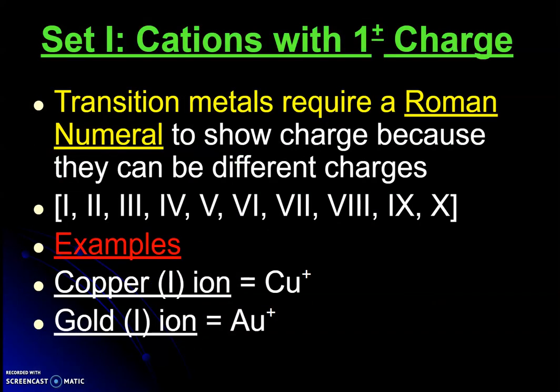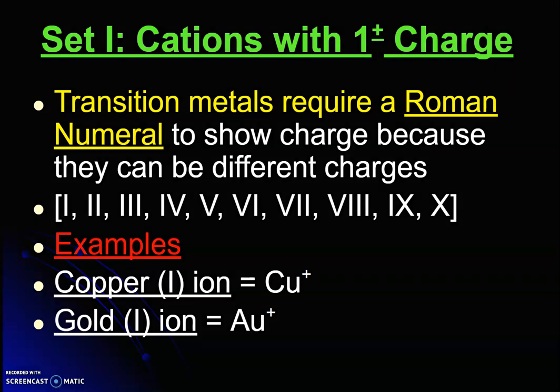Transition metals require a Roman numeral in order to show what their charges are, because they can be charged multiple things. So if it's a 1 plus, it's going to have a 1. If it's a 2 plus, it's going to have a Roman numeral 2, 3, 4, etc. So you'll see in this section we have copper 1 ion and we have gold 1 ion. You have to put the 1 in there.